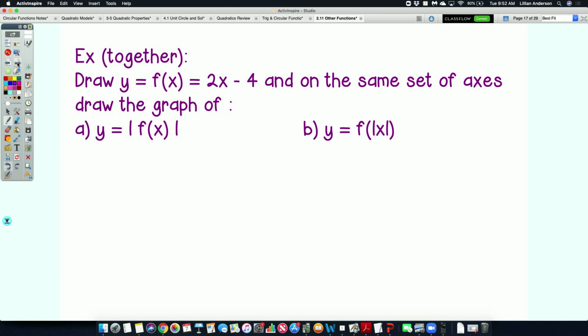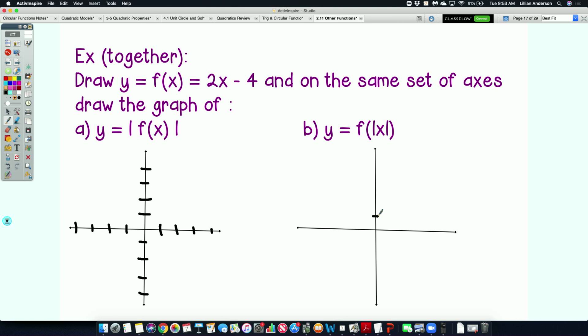All right. So we're going to do these two examples together, and then you're going to try one on your own, okay? So we're going to draw the graph of f of x equals 2x minus 4, and then on the same set of axes, we're going to graph the absolute value of f of x, and then f of the absolute value of x, okay? So please try to make your graph of the original function 2x minus 4 the best possible graph. So that when you do the absolute value ones, they're pretty clean.